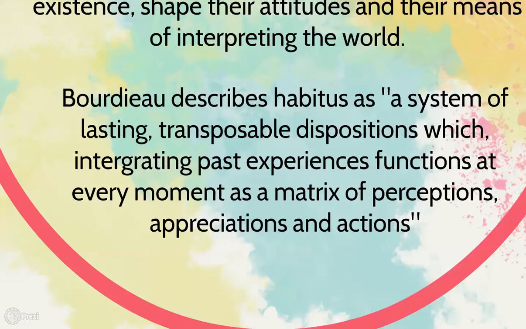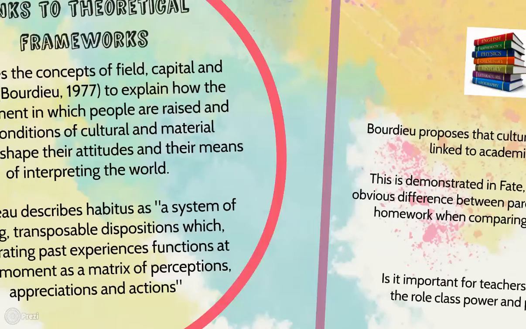Bourdieu describes habitus as a system of lasting, transposable dispositions which, integrating past experiences, functions at every moment as a matrix of perceptions, appreciations and actions. The past and present experiences that shape this matrix include family and school experiences. Our board game demonstrates how habitus is impacted by many different life scenarios and compares the inequalities between those of the high SES and those of the low SES.